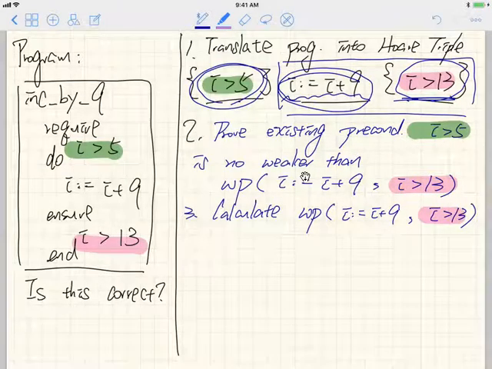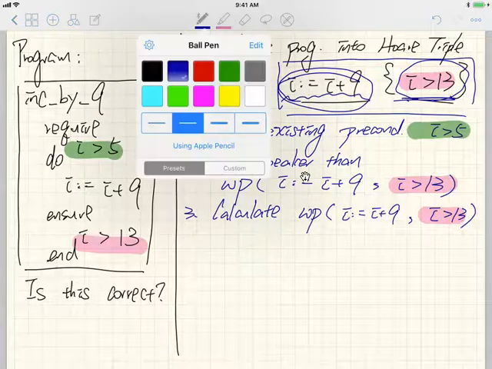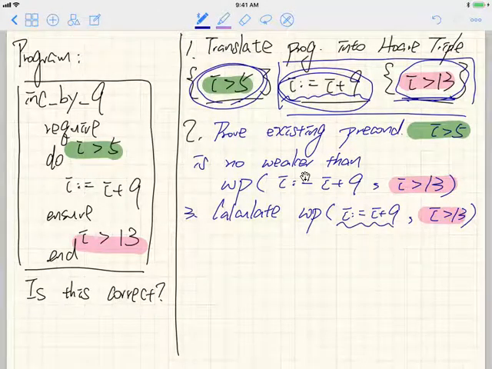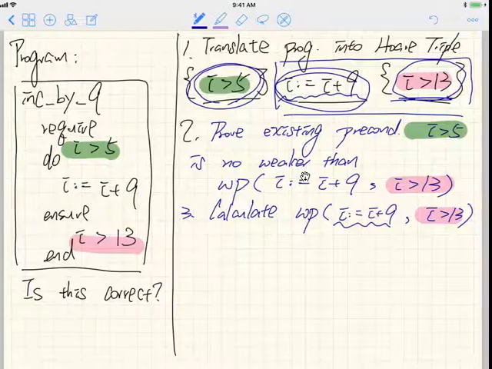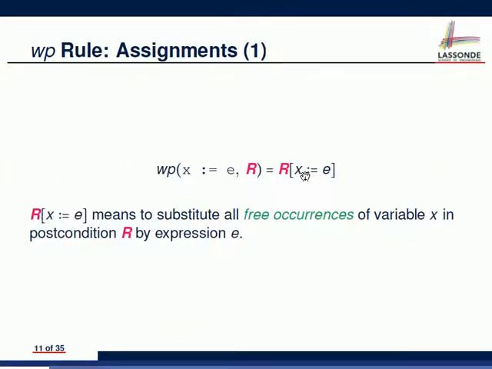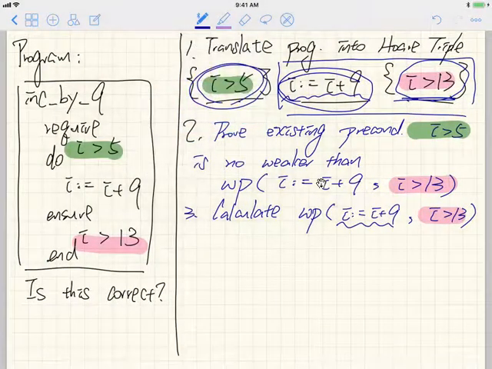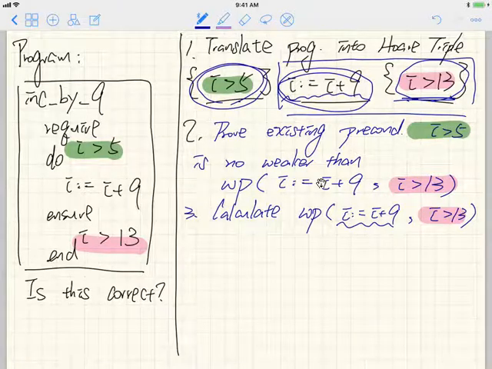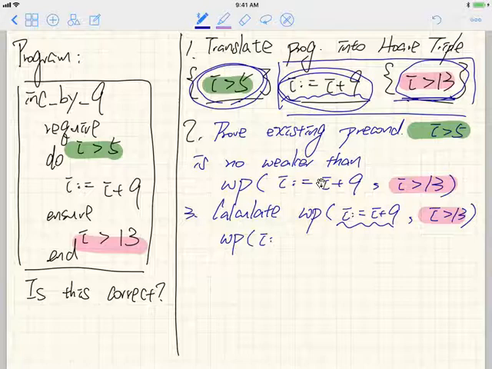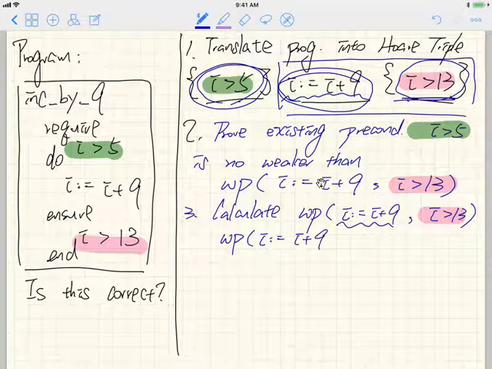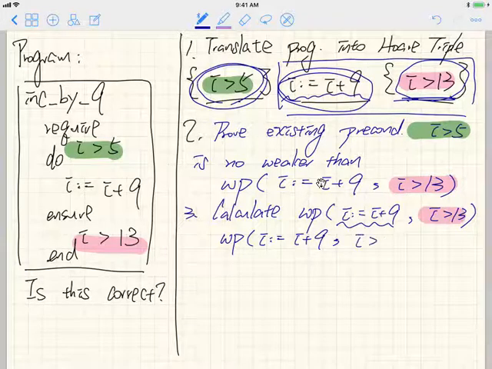In order to calculate this, you have to see how complicated your program is. In this case, it's very simple. You just want to see what rule you're going to apply. If you look back in the slide, the only rule we have taught you so far is this rule over here, assignments. Let's just do that. Now I'm going to repeat that and then I'll show you the equational style of doing this. Let me start with, I want to calculate WP for I is assigned to I plus 9. Upon termination of this, I'm going to establish I is larger than 13.